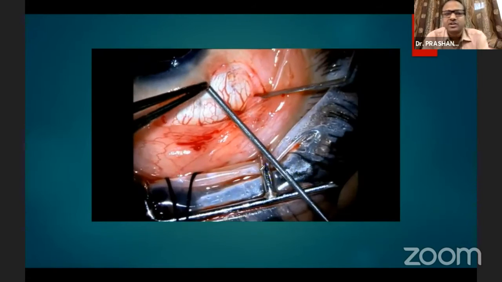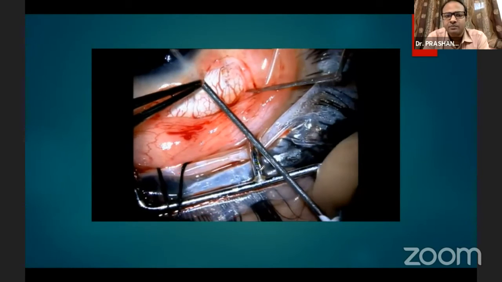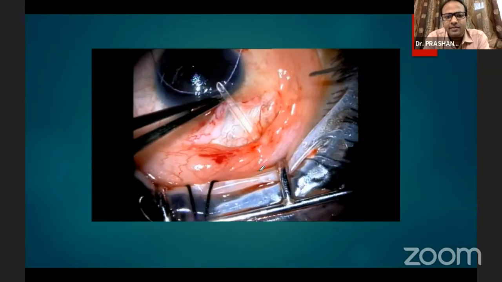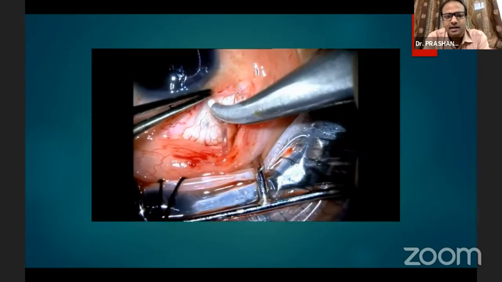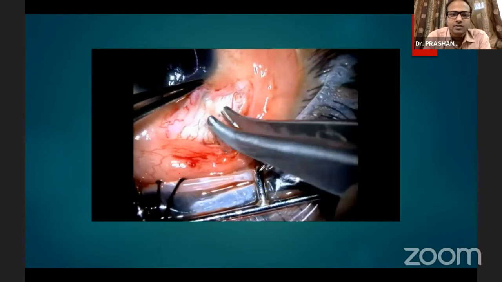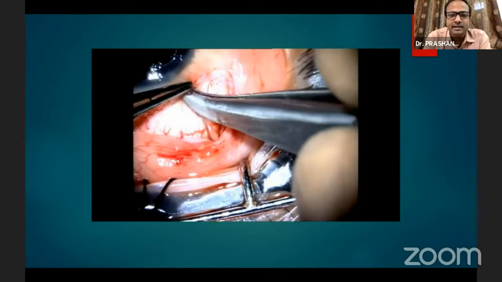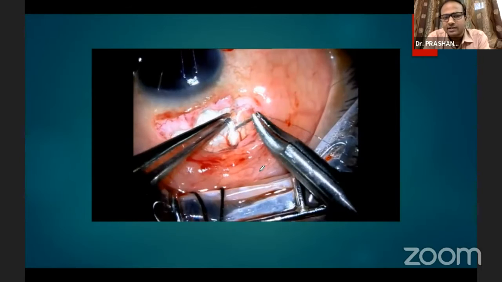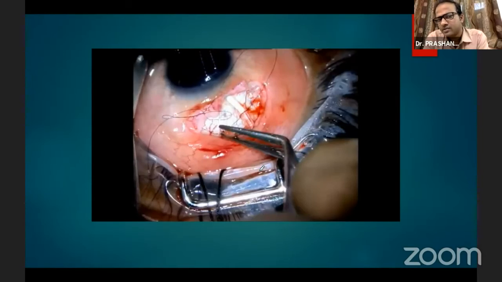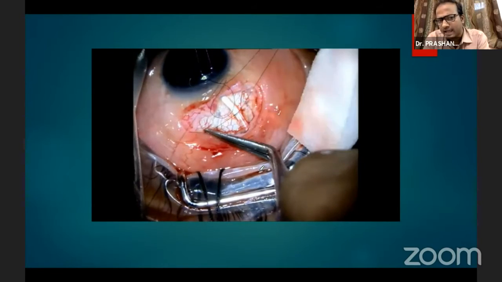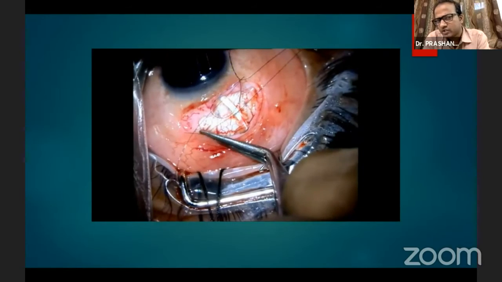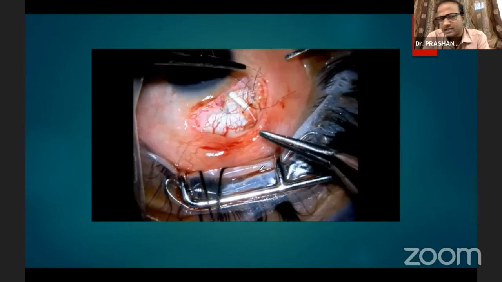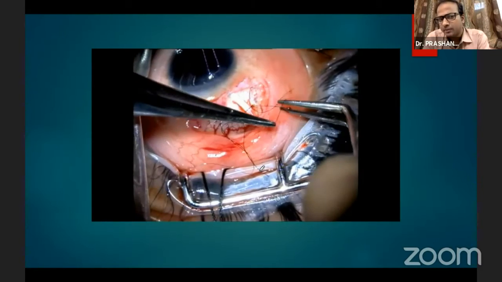Now, with the 23 gauge needle, we form a track, and through this track, this implant is pushed into the anterior chamber. So now we have an implant inside the AC. Now we are fixing the implant over the sclera with the 10-0 nylon suture so that it doesn't get dislodged. It is not ligated here. The purpose is just to anchor the implant and support the tube to be in position.